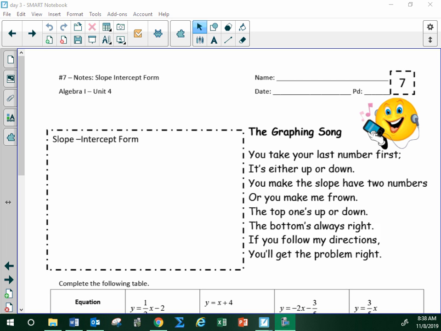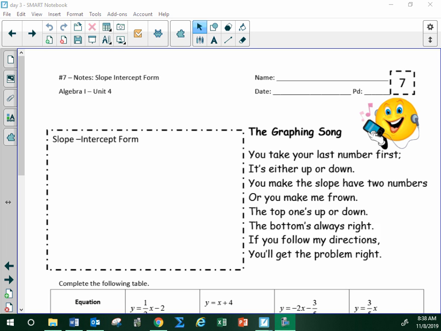Alright, so today what we're doing is we're continuing with what we learned from last time. We talked about how we need to know slope in order to graph a line. So today we're actually learning how to graph a line. Okay, so there is a graphing song.